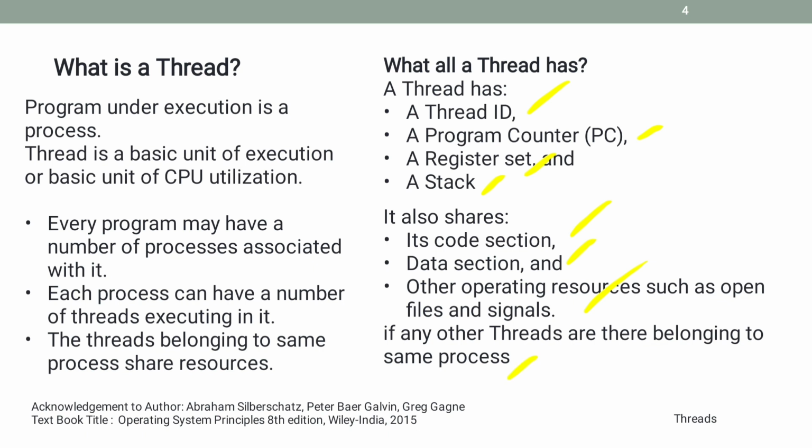So what is the meaning of all this? When a program is taken for execution by the processor, it becomes a process. There can be many basic units of execution in a process. Those basic units of execution in a process are called threads. Every program may have a number of threads executing in it.